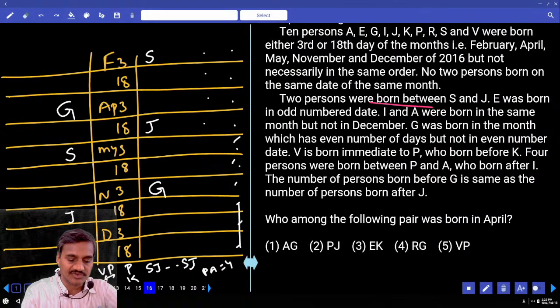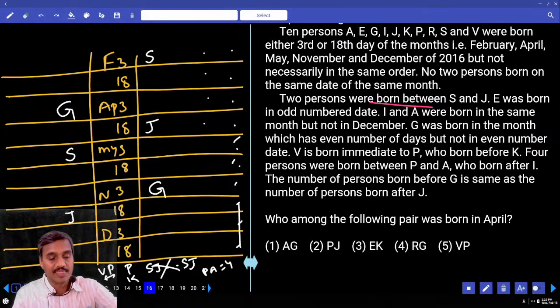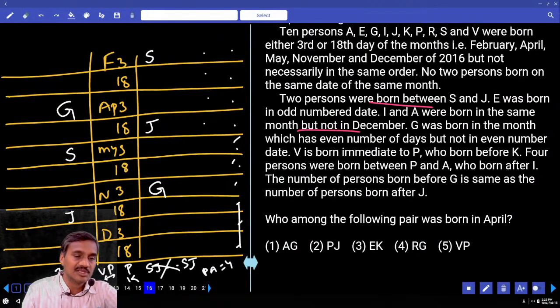Then next one, I and A. Between A and P there are 4 people. I and A must be born in the same month, but not in the month of December. So I and A can be here, in the month of February, that's the only possibility we have.